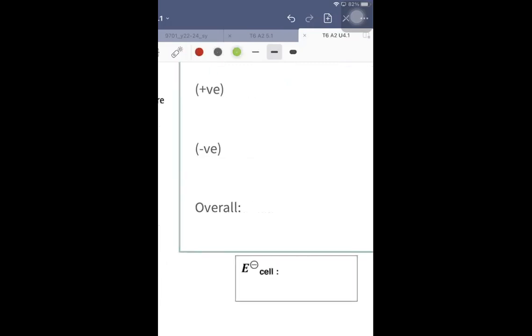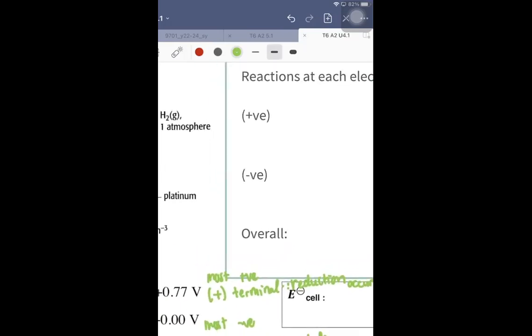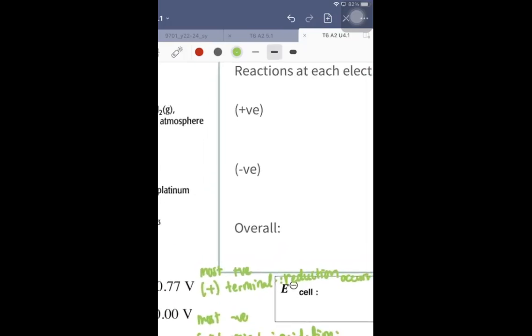So from here, same thing. The E naught that is the most positive becomes the positive terminal. Okay, and this is also where reduction occurs. So the most negative becomes the negative terminal, okay, where oxidation occurs. So if we want to write that down, in the positive terminal, reduction is the forward reaction.